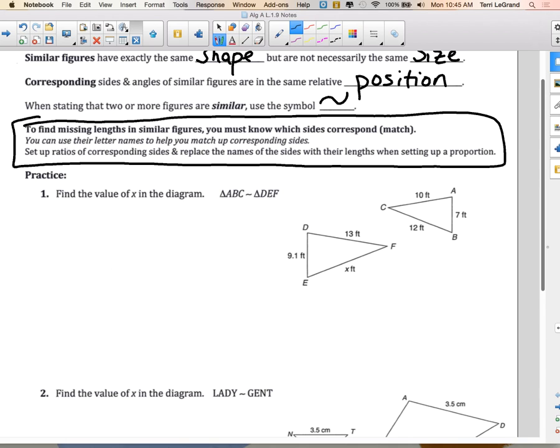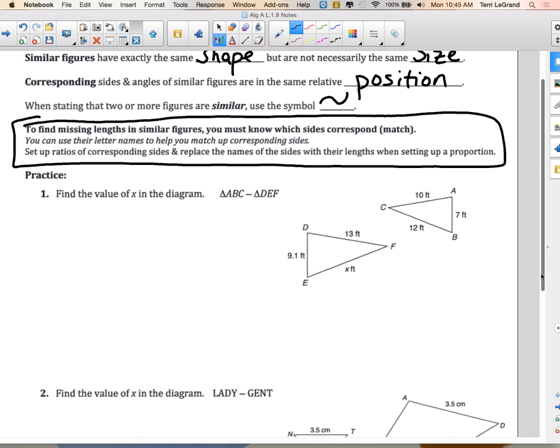And when you get the picture, they're not always necessarily sitting in the same position. One of them might be turned a different way, and then you gotta be able to tell which sides match up. So we're gonna set up ratios of corresponding sides, replace the names of the sides with their lengths when setting up a proportion. The first thing we're gonna do is set up a proportion showing the names of the corresponding sides. No numbers are gonna be involved in our first proportion, okay?